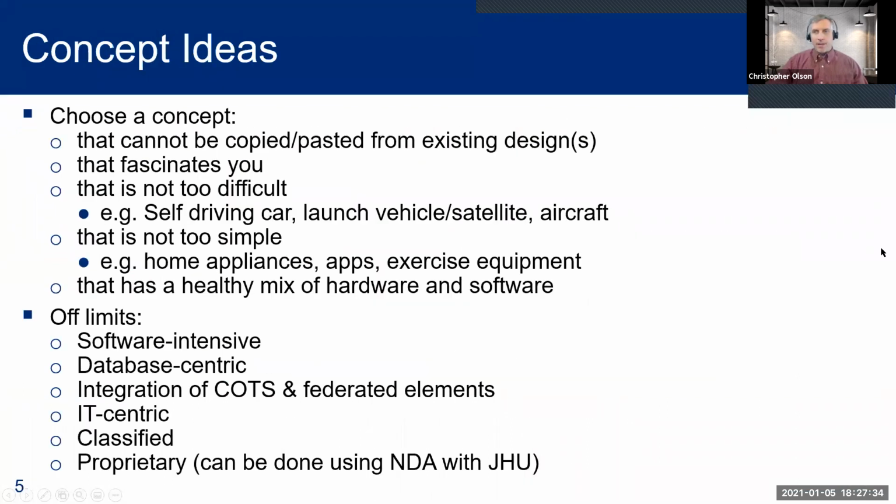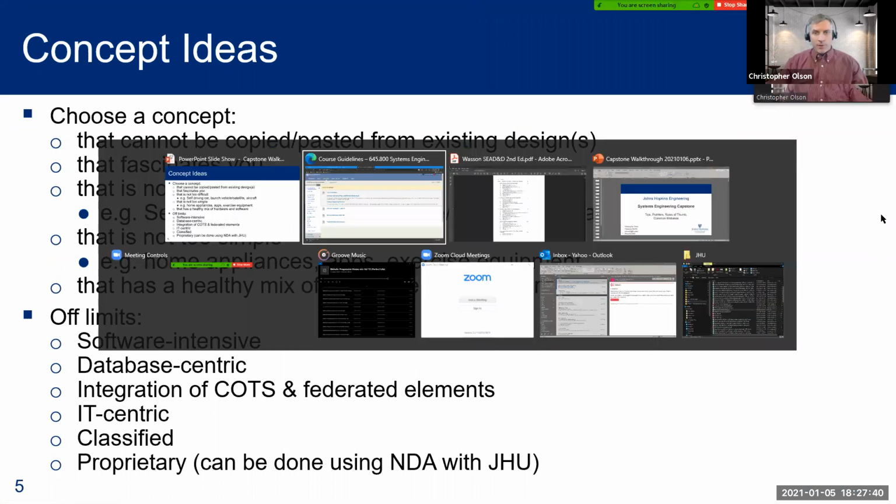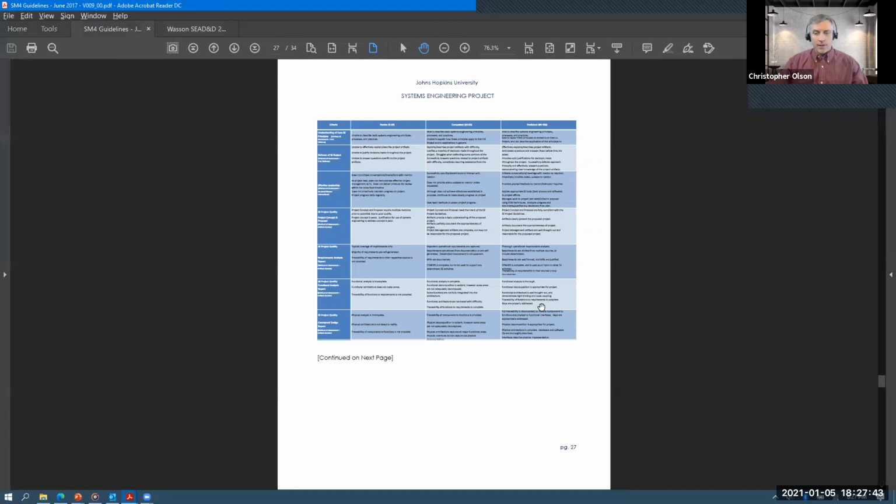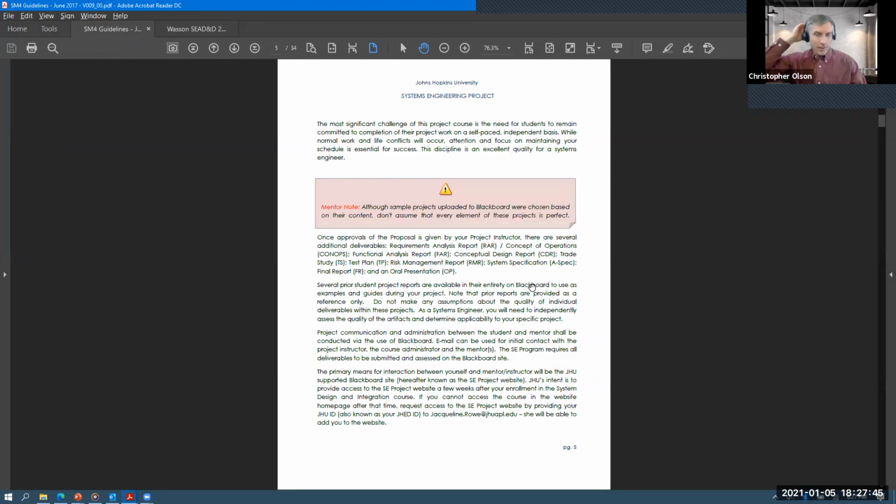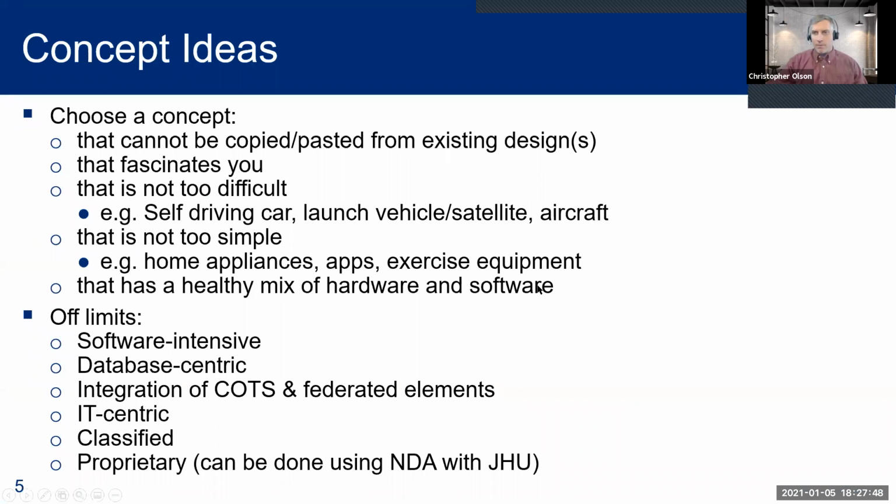To continue, concept ideas, let's talk about those. To choose a concept, on top of what's talked about in the guidelines, which talks a little bit about choosing a concept. Once again, this presentation is above and beyond the guidelines. This is just what I recommend for my students. So choose a concept that can't be copied and pasted from existing designs, right? So that's kind of obvious. You don't want to plagiarize, even engineering designs, you don't want to plagiarize those. Choose something that fascinates you. If it's a dull subject or a subject that you really don't know much at all about, then you're going to be challenged to get through the capstone.